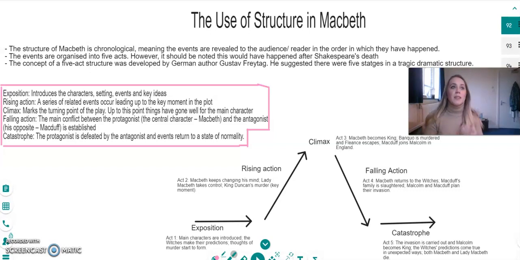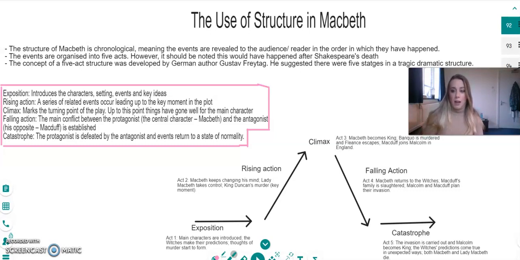So this is when we begin to gather a sense of who the important people are in this story. We get an idea of the setting of the play, where it's taking place, the time it's taking place at, and we'll also begin to get our first hints of the key themes that are going to occur. So, after that, we move on to the rising action, and this is a series of related events occur leading up to the key moment within the plot. So this is when the action begins to ramp up, more things begin to happen, everything begins to gain pace a little bit, if you will.